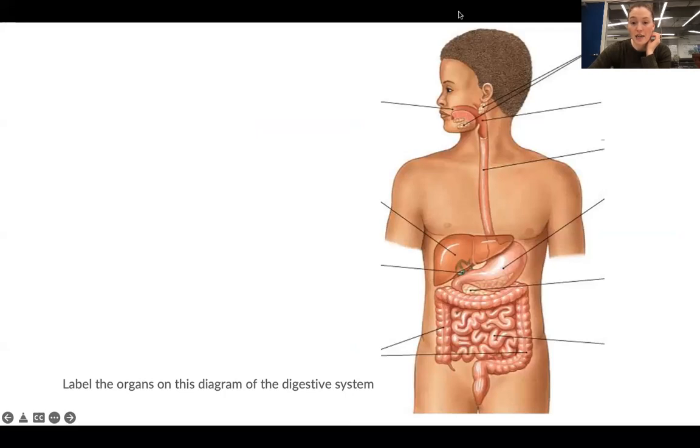So if we go back here, I can annotate this theoretically. All right, so here we have the parts you should know. Here's the mouth, sometimes called the oral cavity.